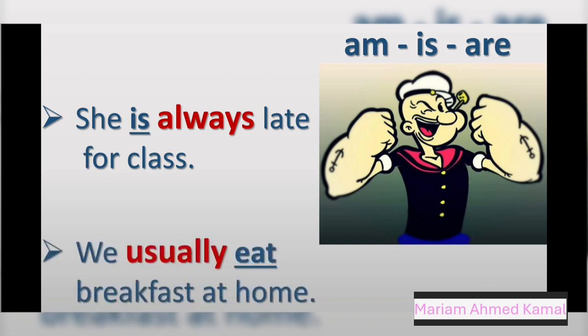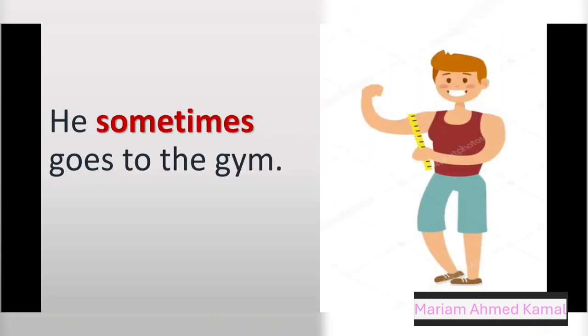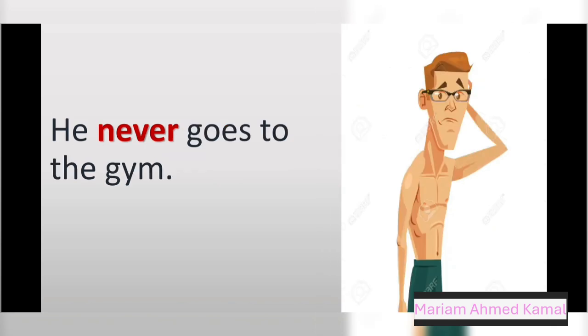We usually eat breakfast at home. What about the rest of the verbs, like eat, drink, play, and so on? Okay, so the keywords are strong, and they are followed by the verb, like we usually eat breakfast at home. He always goes to the gym. Okay, we put the keyword always before the verb. He sometimes goes to the gym. Okay, we put the keyword before it. He never goes to the gym.